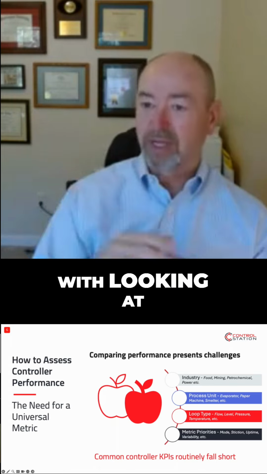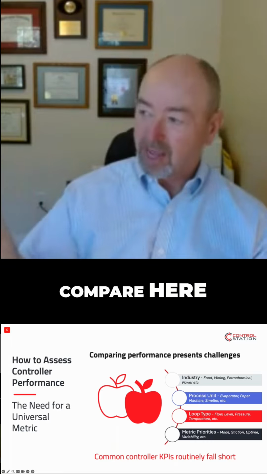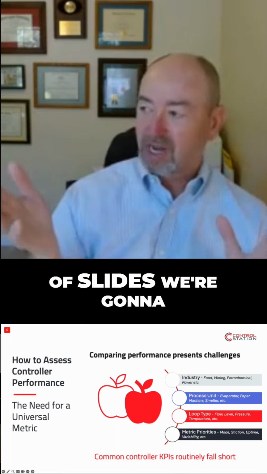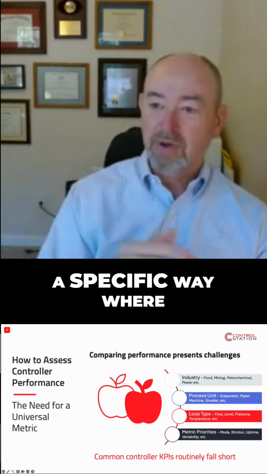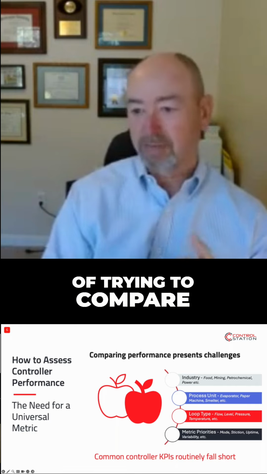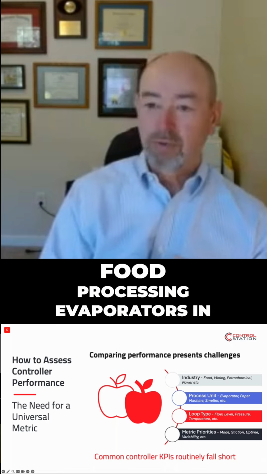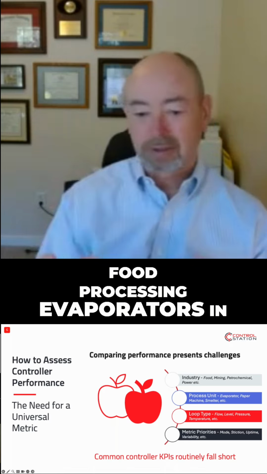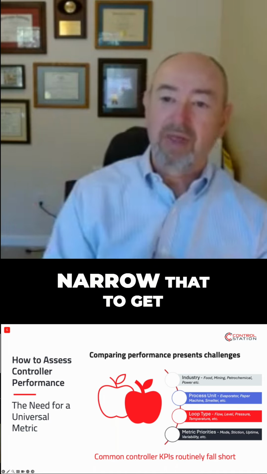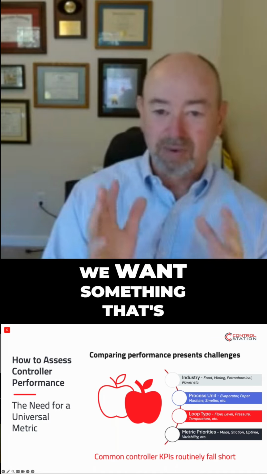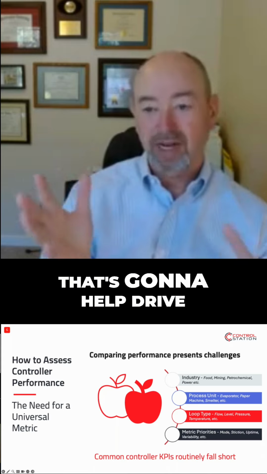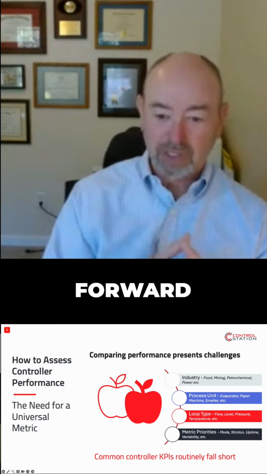So we start off with looking at many, many different ways to compare here. And then in the next couple of slides, we're going to get down to a specific way where we can do that in maybe a more universal manner, because I'm not going to go to the trouble of trying to compare integral absolute error only for food processing evaporators in the world. I mean, that could be a meaningful comparison, but it's just so narrow that to get us started, it's not what we want. We want something that's going to be a little more broad, a little more universal, that's going to help drive our actions forward. So we're going to get to that in just a couple of slides.